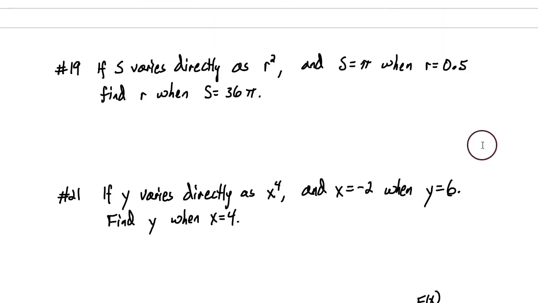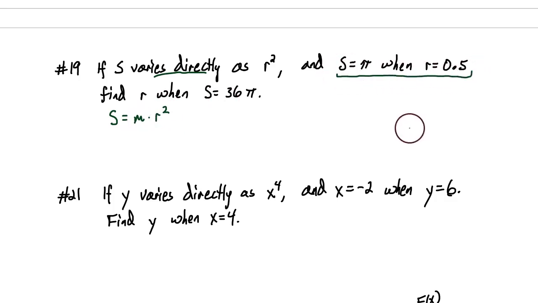Number 19 is similar. We have two things we're told that they vary directly. So as soon as we're told they vary directly, we can make an equation that relates them. The variable s is equal to some number times the r squared. We don't know what the number is yet, but we're going to figure it out soon. Then use these two values to help us get the m figured out.